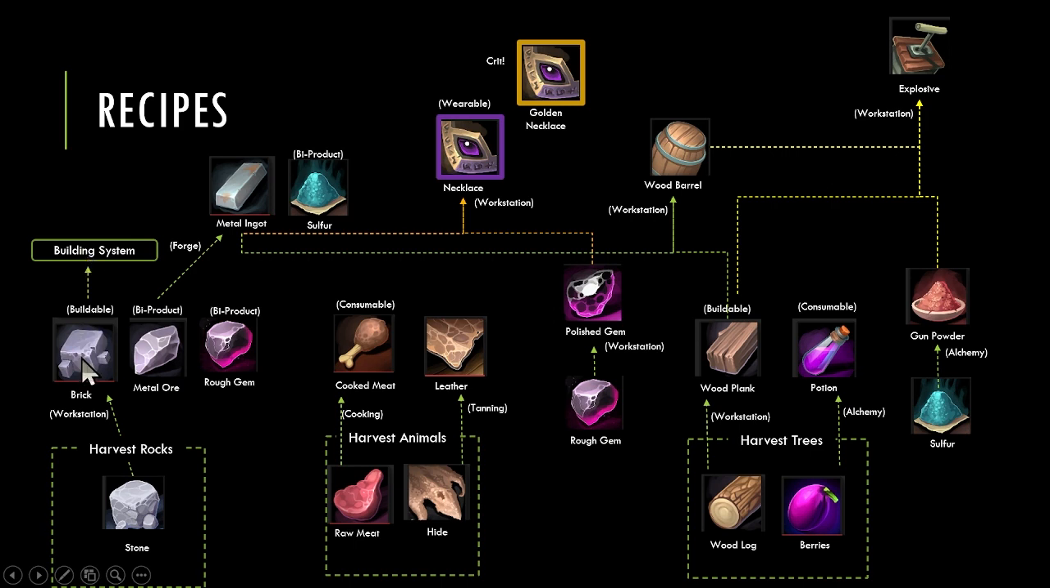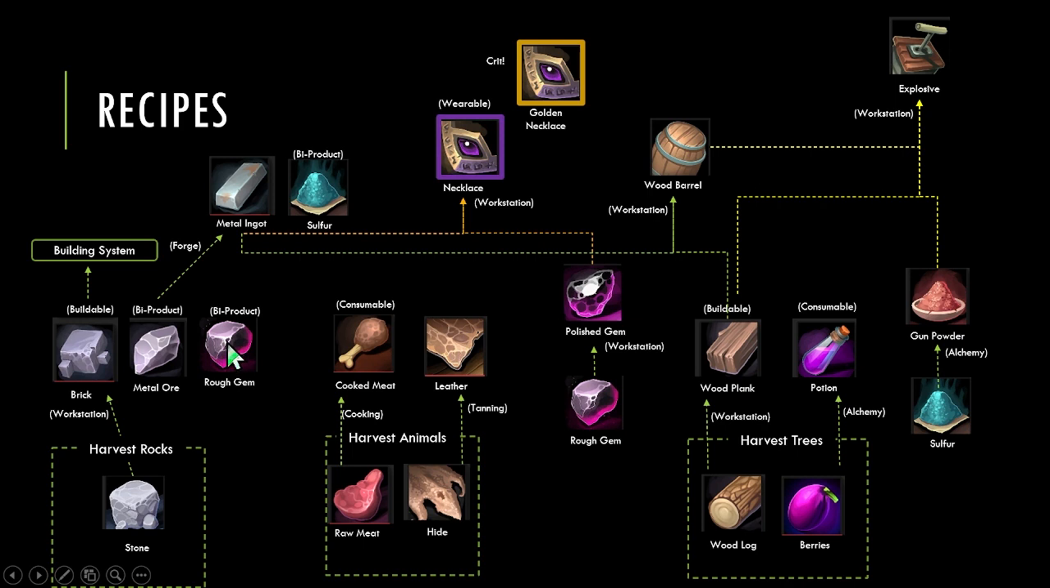As a byproduct of creating bricks from stone, we may spawn some metal ore and we may spawn some rough gems. These two are byproducts of the crafting exercise to convert stone into brick. Then we can take our metal ore, use the forge, and melt it down into metal ingots. A byproduct of that might be sulfur. So we are starting to build up our tree of crafting recipes and byproducts.